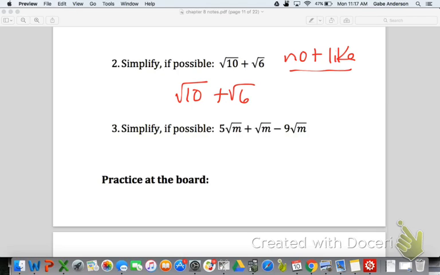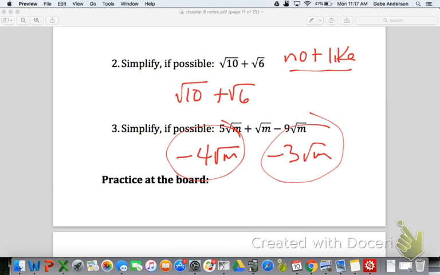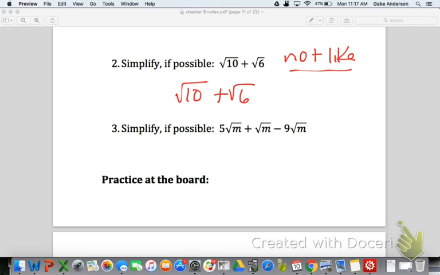Does anyone want to volunteer an answer as to what you think this is? Go ahead, Jake. Negative 4 square root m. What do you guys think of that? No, it's negative 3 square root of m. Any other answers? You guys are saying it's either this one or this one. It's negative 3. Okay, let's go ahead and analyze, see which one it really is.